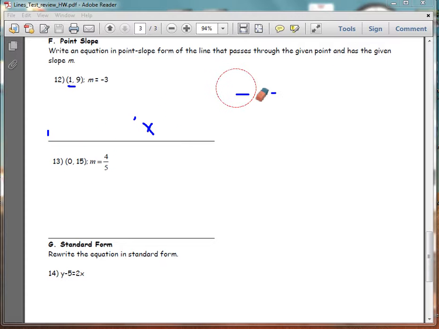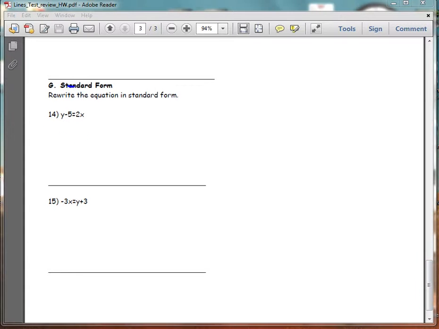Okay, and then finally standard form. This is something else you want to write down. You want to memorize this right before you go into your test on this. Okay, standard form is ax plus by is equal to c. So really all you need to know is your x term goes first, then your y term, and on the other side of the equation you put your constant. Okay, there's two rules to this though. There's no fractions, and you want your a to be positive.